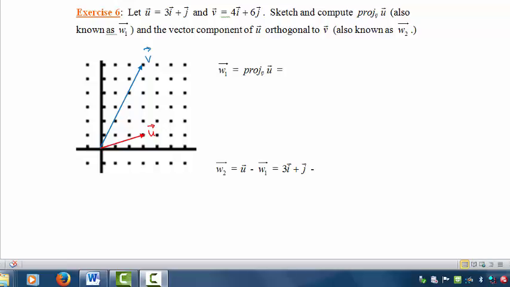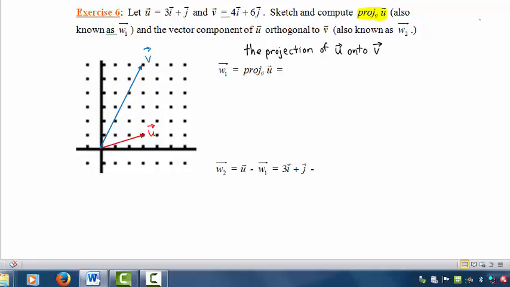Chapter 11, Section 3, Exercise 6. Let's talk about the projection of U onto V. This is the notation. Note that if we were to, in this notation, interchange the U and the V, we'd have the projection of V onto U, which is a different matter. But here we have the projection of U onto V.